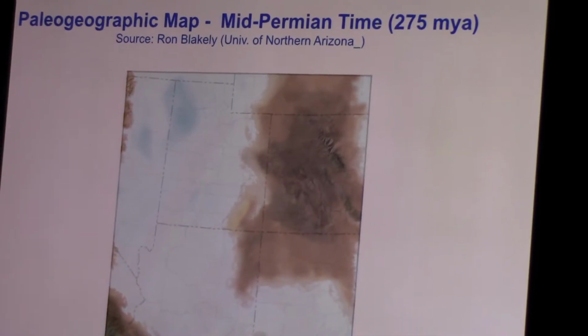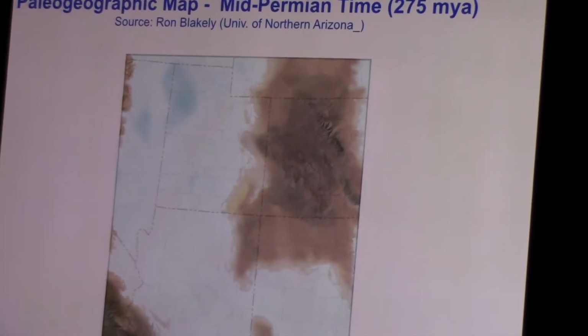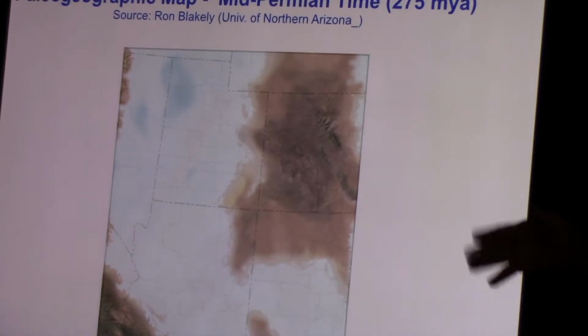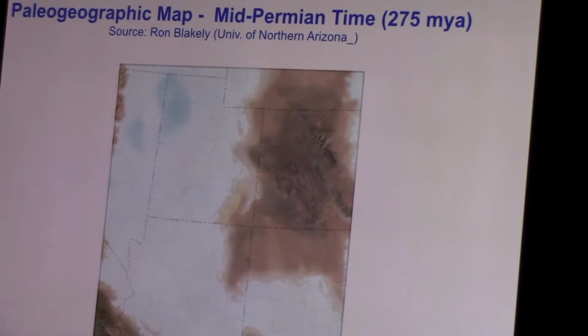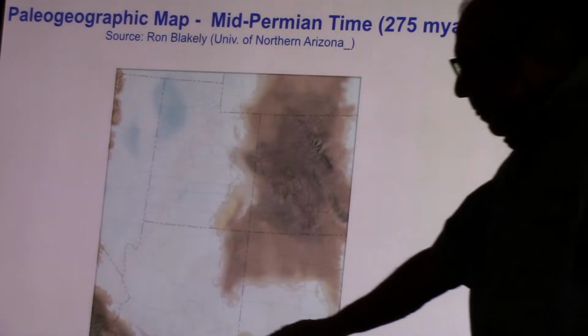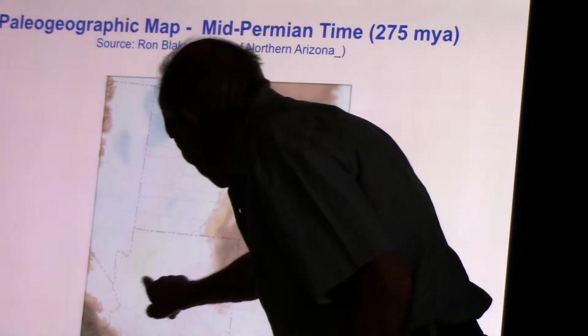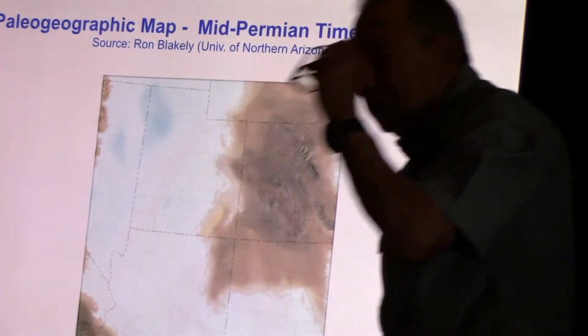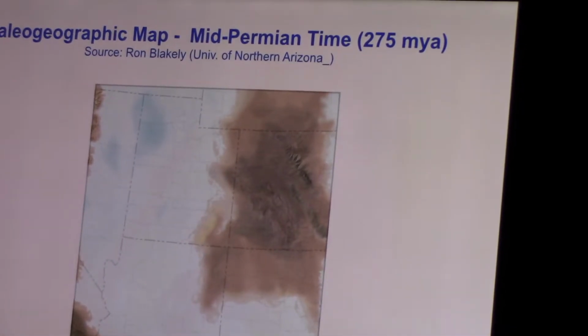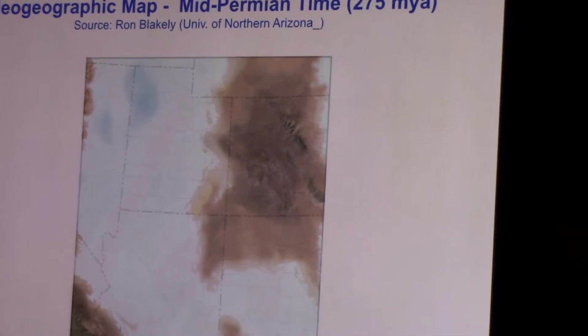Okay, so this is a paleogeographic map, Mid-Permian time. And Mid-Permian time is the end of the Paleozoic. Nevada is down here. You can see the border. Let's see, here's Arizona, here's Nevada. It was right at the edge of the sea, and so we still had marine fossils.